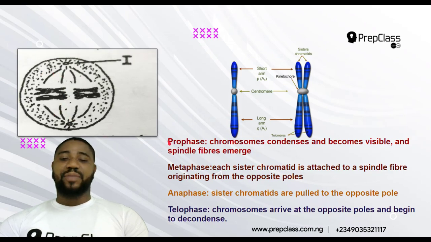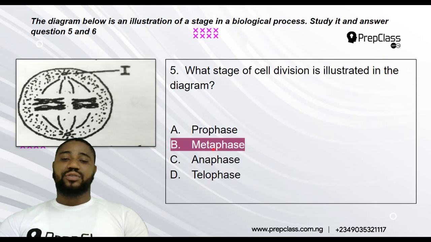So if you look at all this explanation, the best answer here is metaphase, because you can see that at this stage the spindle fiber is just being produced, and the sister chromatids have started what? Arranging or setting themselves to be separated. So the best answer here is what? Metaphase. So that is why metaphase is the correct answer.